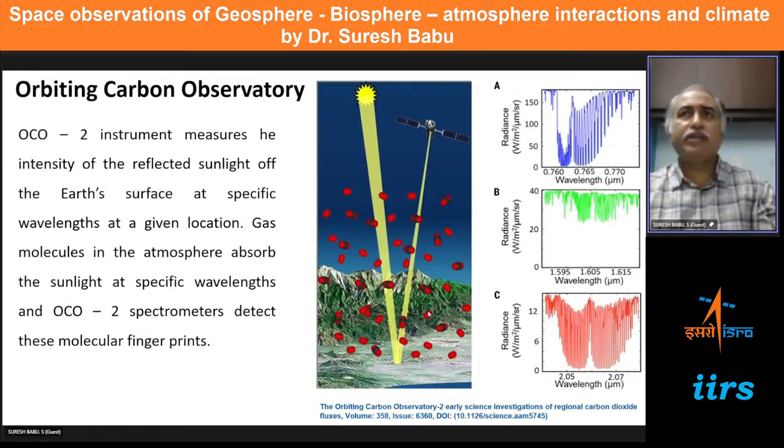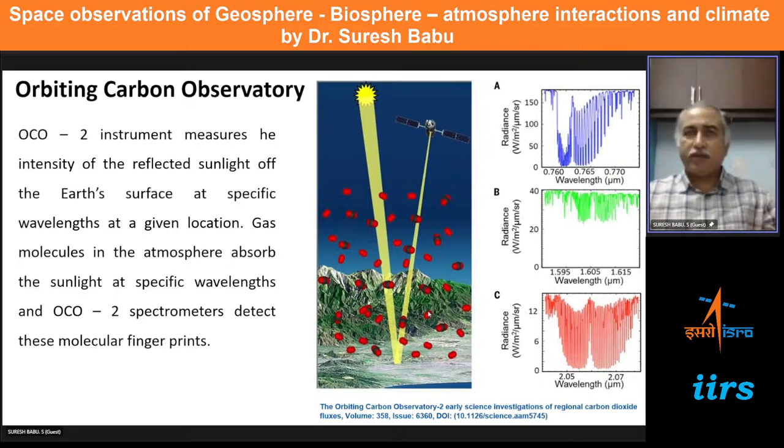A little bit on the OCO-2 observatory, the Orbiting Carbon Observatory. This is basically a spectrometer which measures the reflected sunlight from the Earth's surface at specific wavelengths from a given location. We know that OCO-2 is in a polar orbit so that it can give global coverage. Gaseous molecules like greenhouse gases, like carbon dioxide present in the atmosphere, absorb sunlight at specific wavelengths. So the received signal at the satellite spectrometer can be analyzed to get information on the carbon dioxide molecules present in the atmosphere. Of course, the meteorology is quite an involved process, and it can give very valid information.